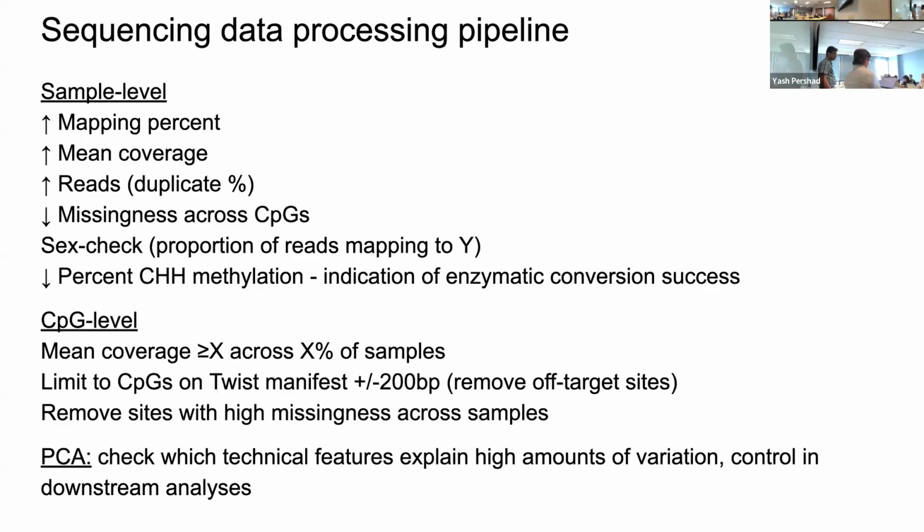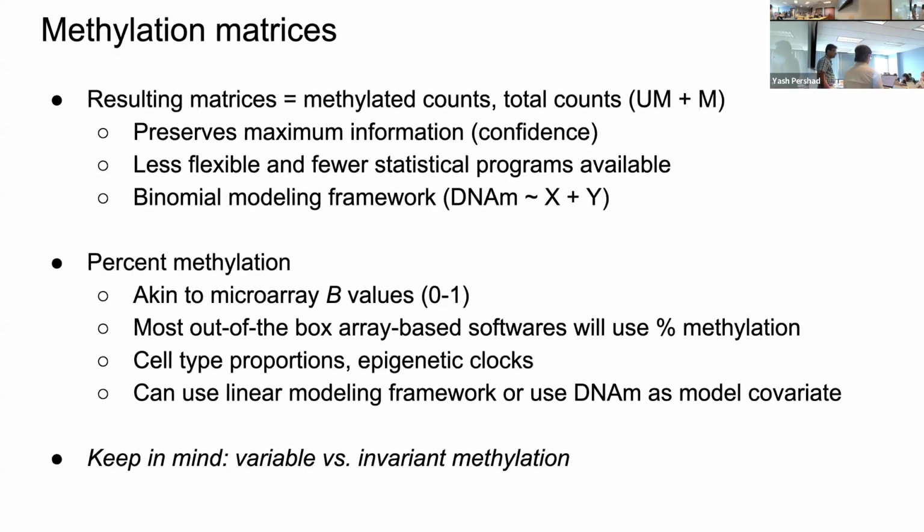But I know some of this is a little bit fast, but we're happy to break down any of it. So essentially, the products that you're going to most frequently be working with are methylation matrices. These are, again, the methylated counts, and then you combine that with the unmethylated counts matrix, that's your total counts matrix. For a lot of the work that I do, this is like my home base. This preserves the maximum amount of information.